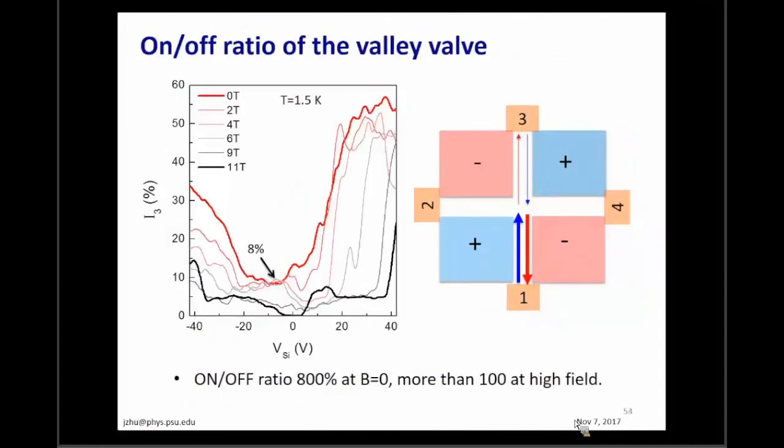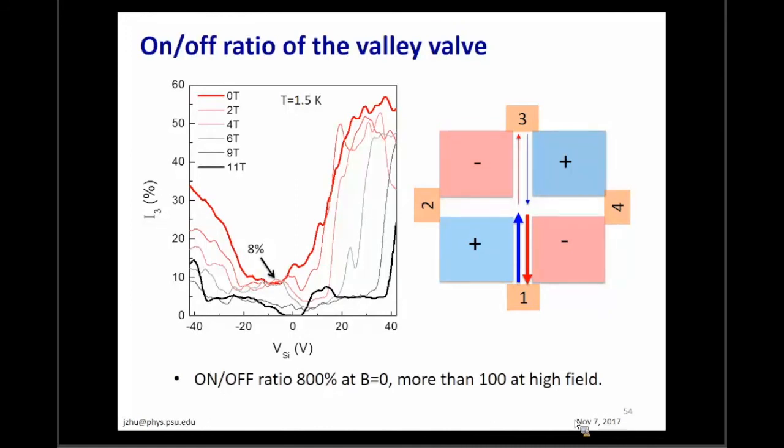So how well can this thing work? The valve works all the way down to B equals 0. The blocking effect is always there. We have about 8% of transmission at B equals 0. So if you take that and about 60% of transmission in the on state, this gives you an on-off ratio of about 800%. It becomes a lot better when you turn on the field.